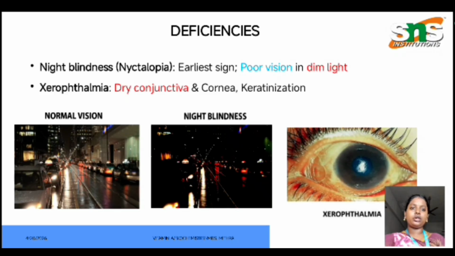The second one is xerophthalmia, which is dryness of the conjunctiva. Dry conjunctiva leads to conjunctivitis, and the cornea undergoes keratinization. So xerophthalmia and night blindness are the very common and earliest signs and symptoms of vitamin A deficiency. So they should take many sources, both animal and plant, to obtain vitamin A. The intake of carrot and beta carotene rich foods often clears the night blindness problem and xerophthalmia also.